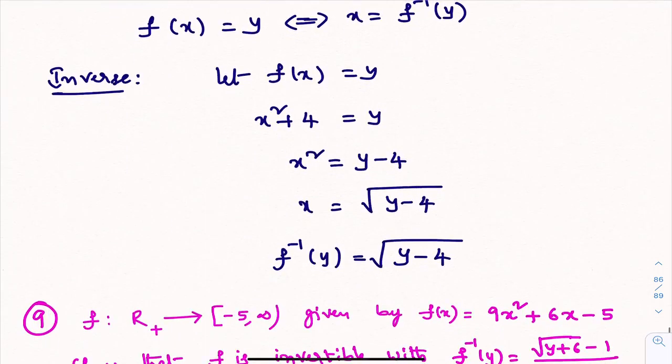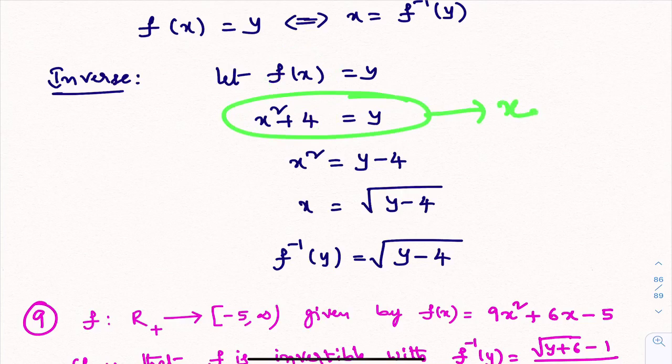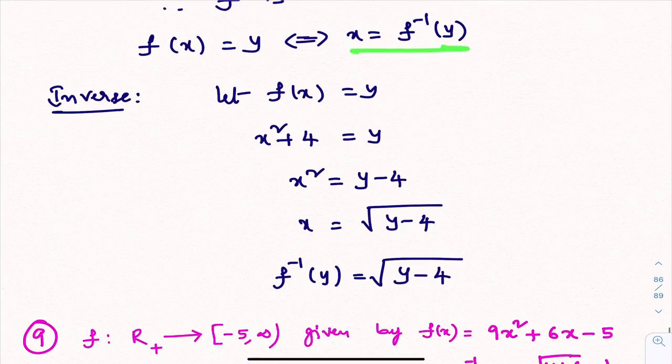To find its inverse, in the last class also we did how to do this. First I'll take f of x equal to y. And then what is f of x in the question? Given that f of x is x square plus 4. So x square plus 4 equal to y. My intention is from this I'll write x in terms of y. Why? Because x is nothing but f inverse of y. From this, if I calculate x, it gives you f inverse of y.